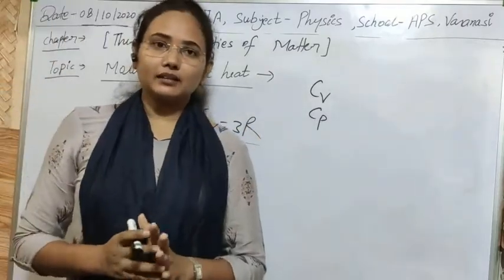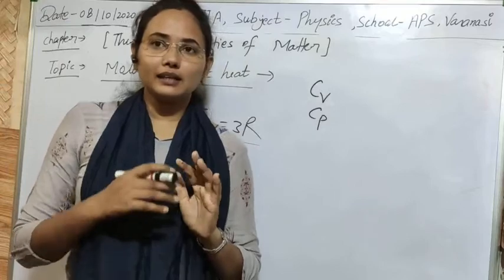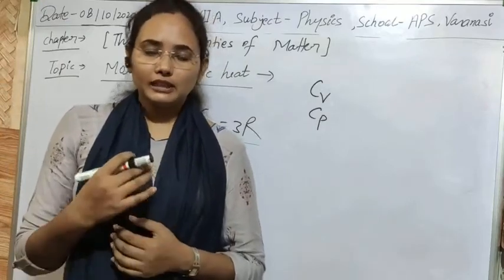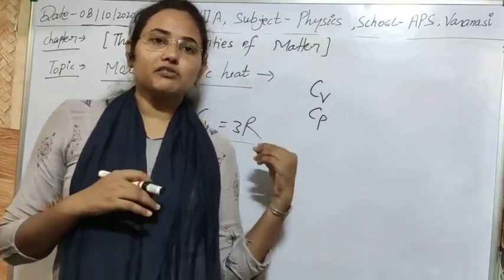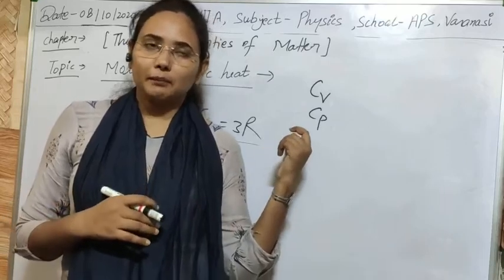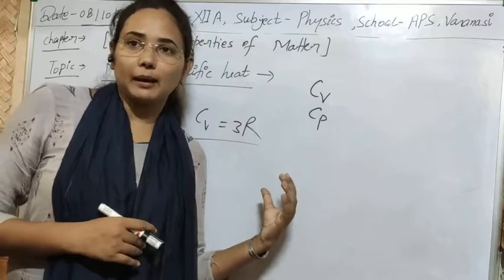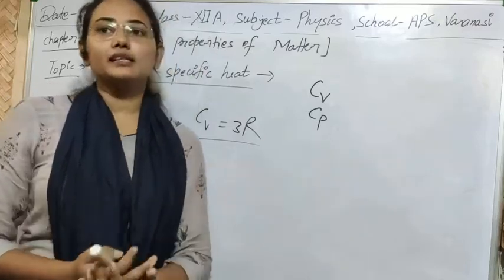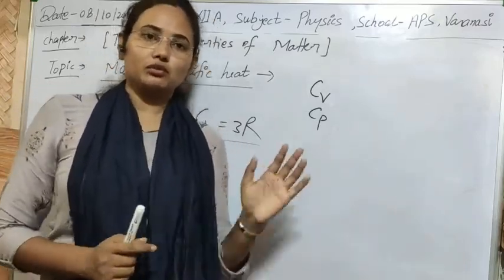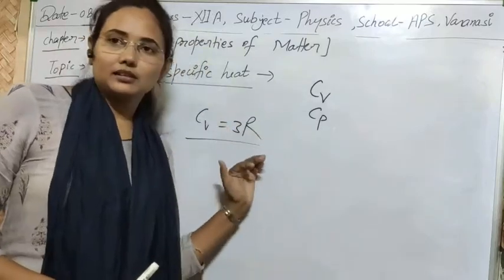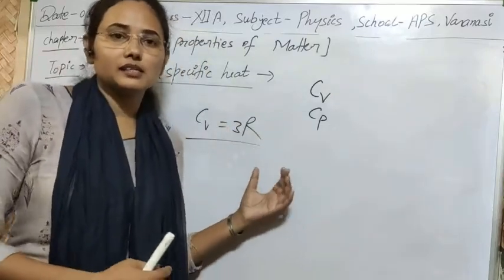It means that classically they told us that with an increase in temperature, specific heat will not increase. But this was not true. Actually, specific heat varies with temperature. It is experimentally observed. So again there was a need for correction in this formula.